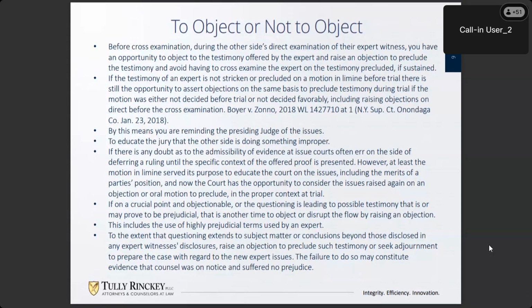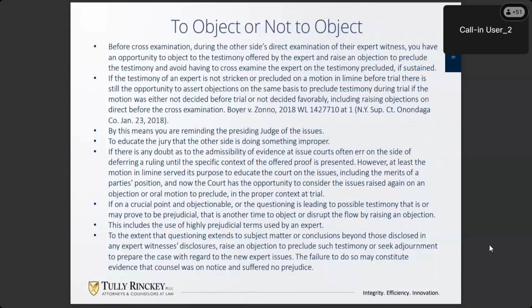Before cross-examination, during the other side's direct examination of their expert witness, there's an opportunity to object and raise an objection to preclude the testimony in order to avoid the very circumstances I just discussed. If the objection is sustained, then you won't have to cross-examine on that particular subject matter.